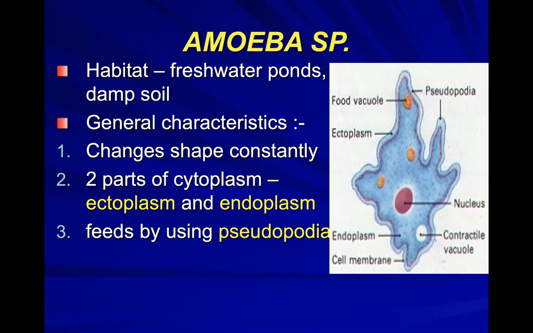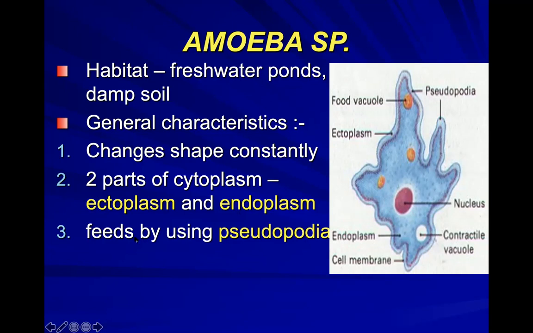And it has two types of cytoplasm. The first one is ectoplasm, which is the outermost layer, and then they also have endoplasm. Endoplasm is the one in the middle. So this is ectoplasm and this is endoplasm.